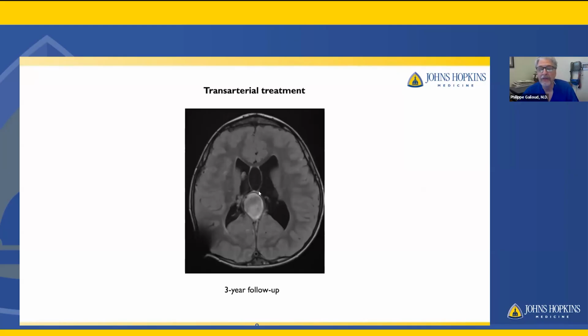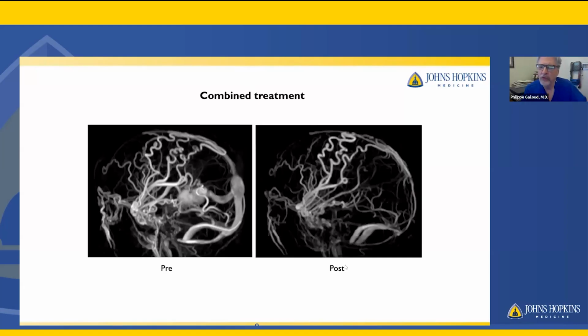You see here the vein is slowly getting back to a normal size. The thrombus will take several years to really get organized and shrink, but this is a good outcome in spite of that significant event. So that was purely arterial treatment.